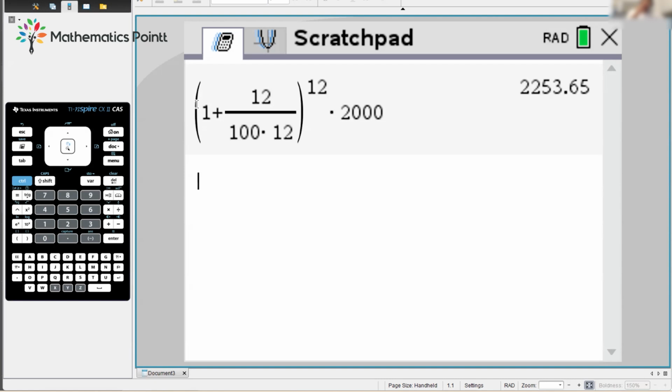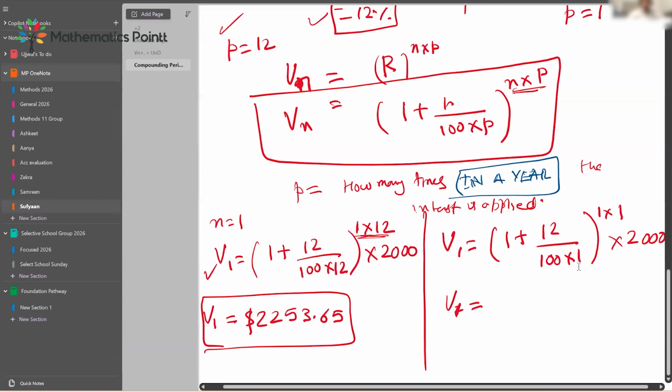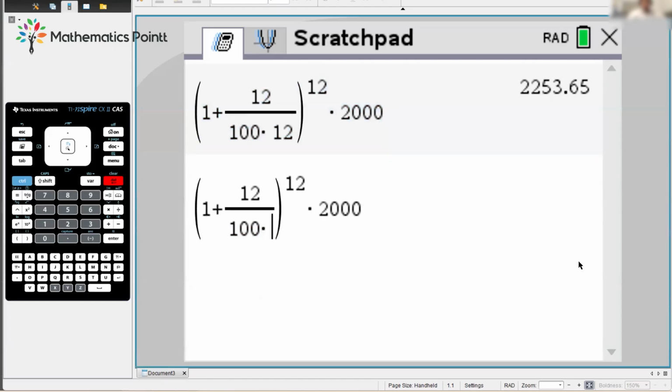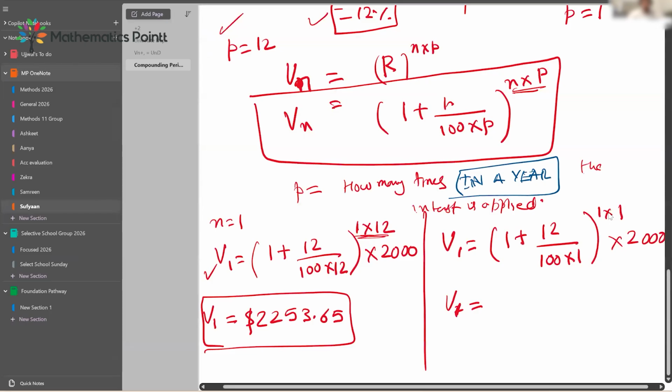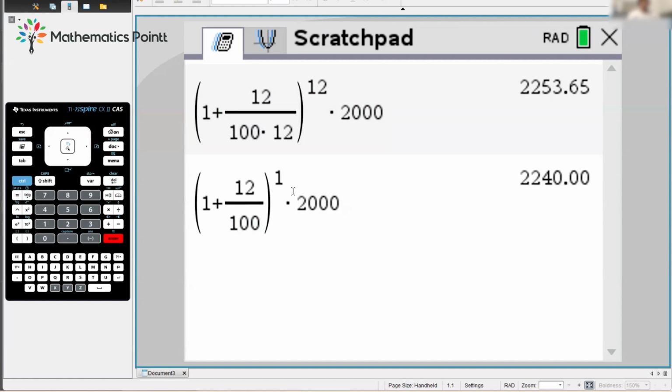Let's calculate it for the second scenario. I pretty much copy everything so that I don't have to retype this, copy, and I paste. And my p value was 1 here, so I will just replace. I'll take 100 times 1 is 100, and my raised to the power is now 1, not 12. Let's see what do I get. I should get the same value at the face of it because I'm earning the same amount of interest. But look here.